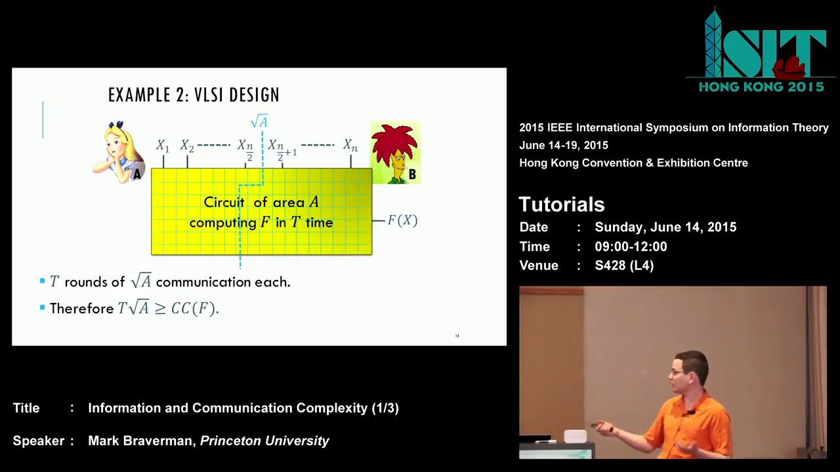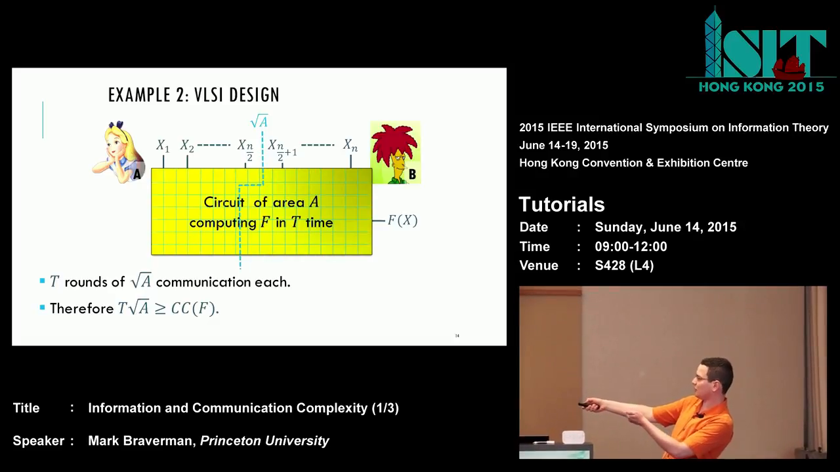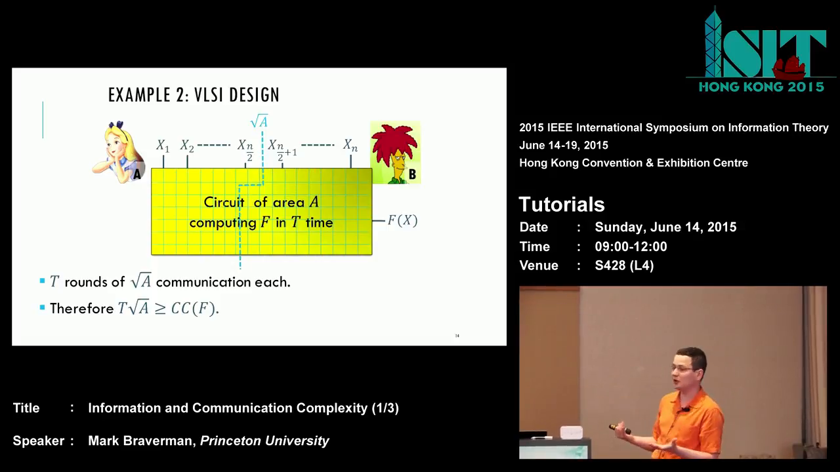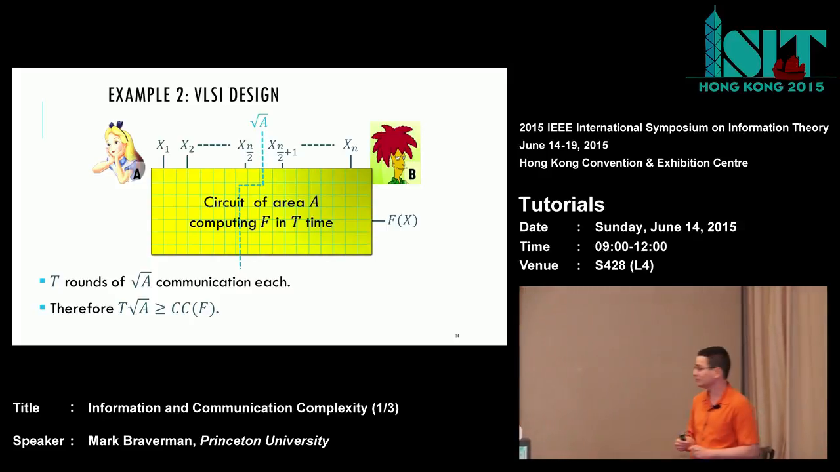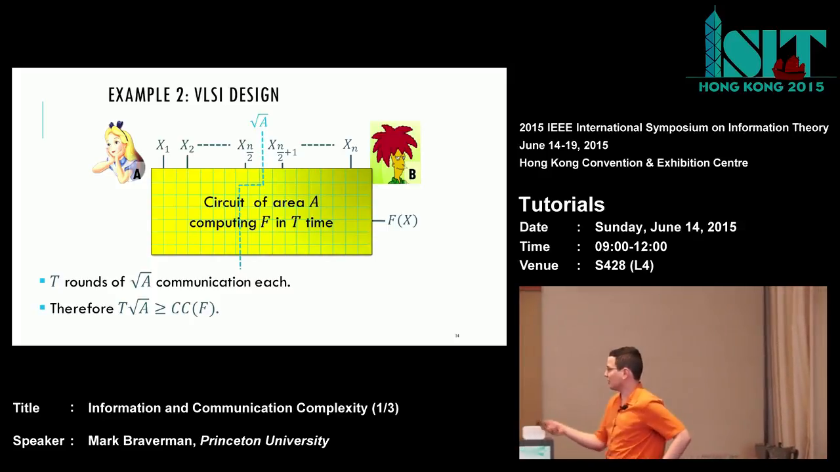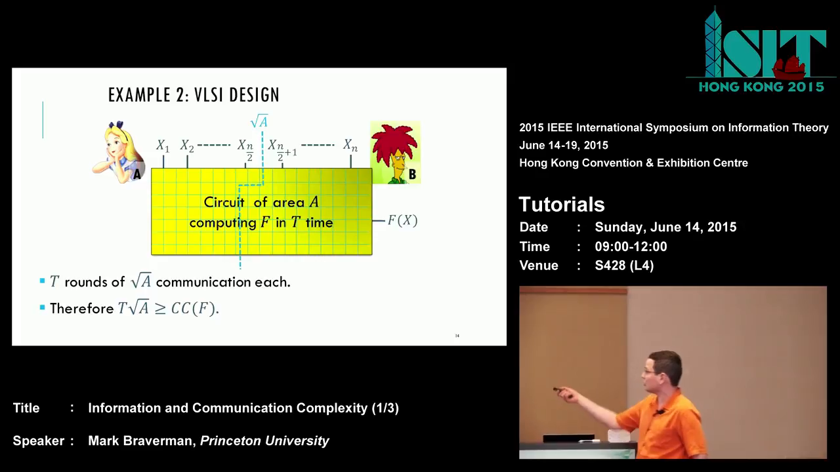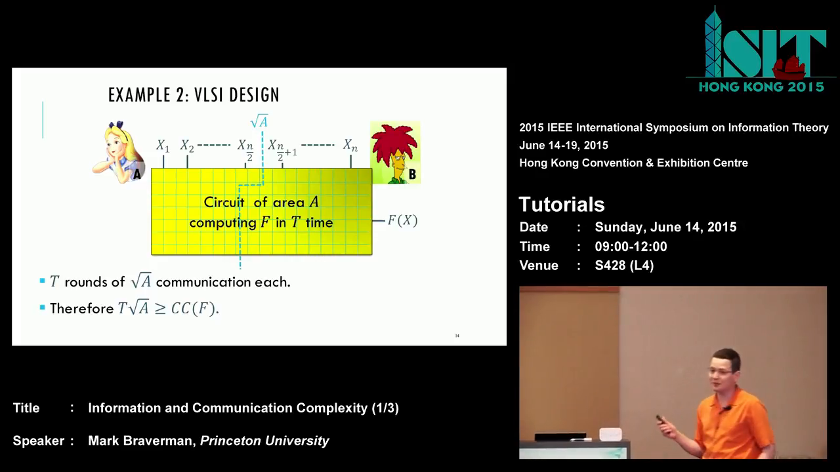And this gives you a trade-off. So, the way I proved it to you, I gave an upper bound on communication, but the way it's used is you start with a function that has high communication complexity, and this implies a trade-off, a lower bound on time times area. So those are two motivating examples.